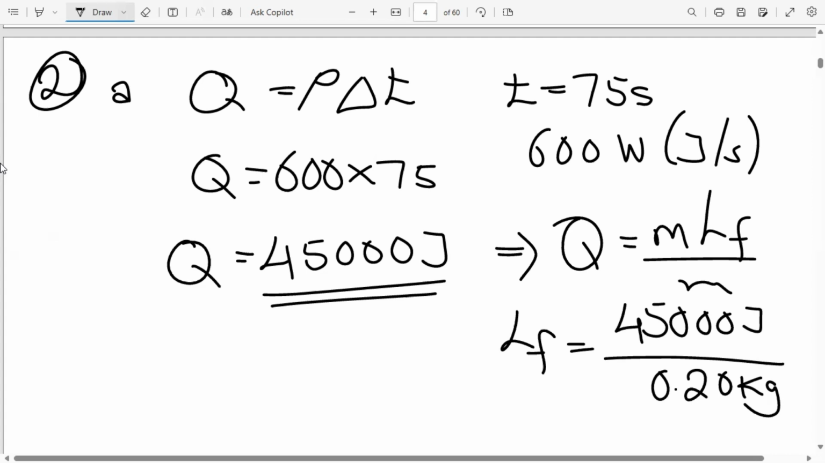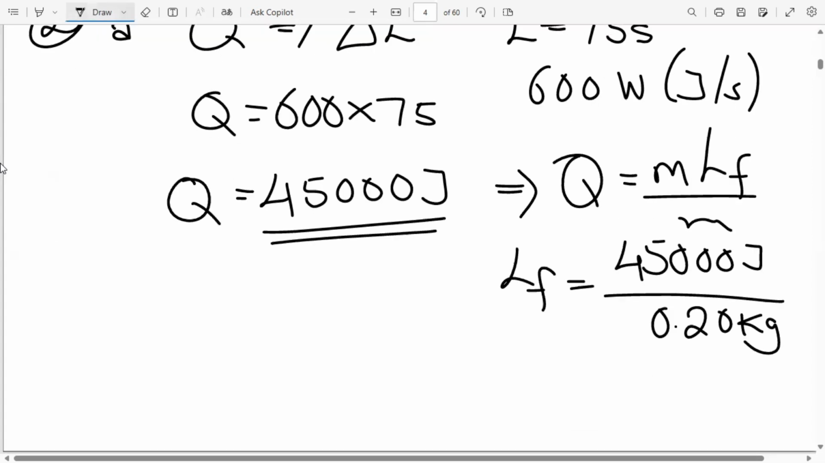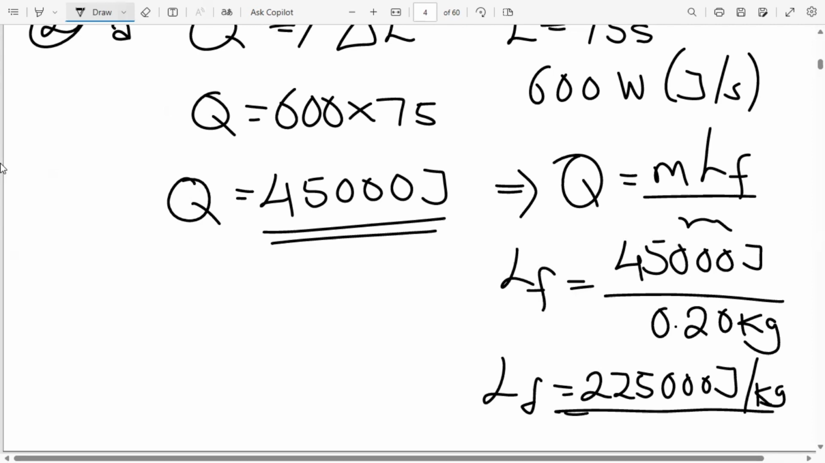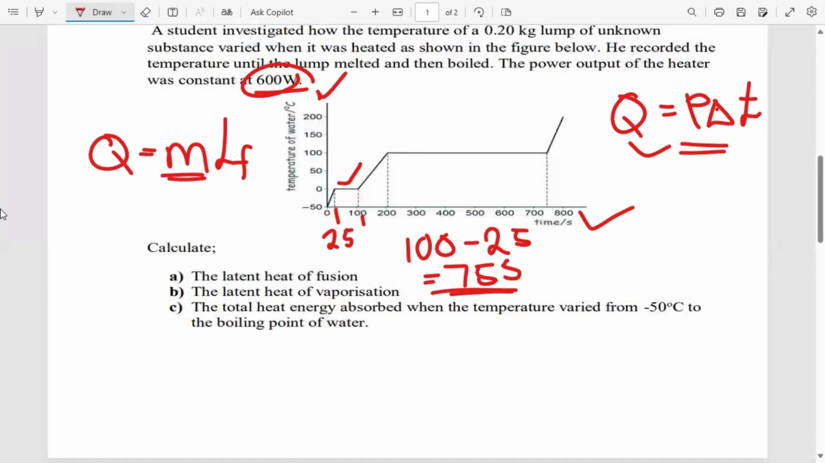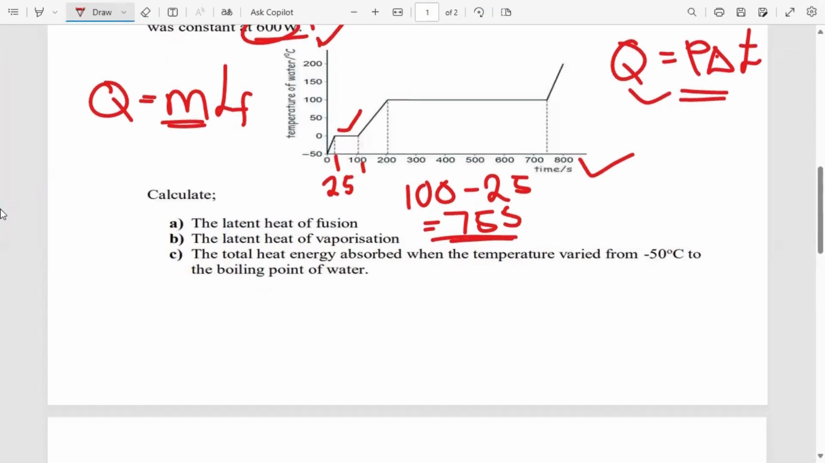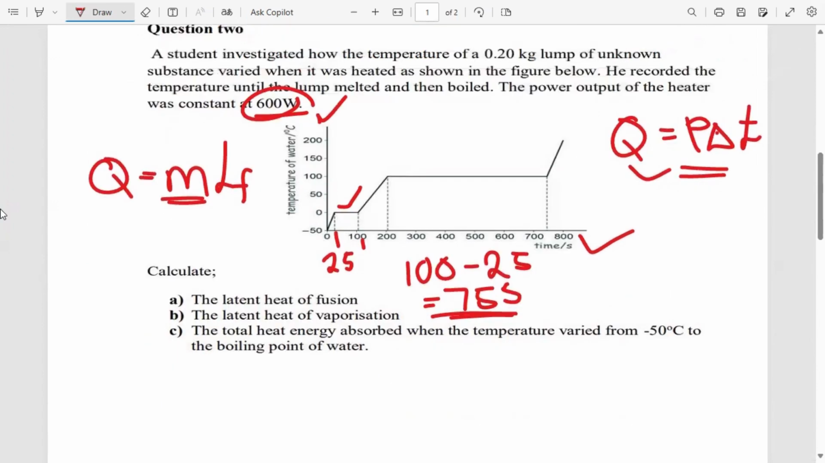Okay, so I'm getting my answer, which is equal to latent heat of fusion being equal to 225,000 joules per kilogram. So, ladies and gentlemen, that is our latent heat of fusion calculated directly from the graph that we have here. So, our latent heat of fusion is 225,000 joules per kg.